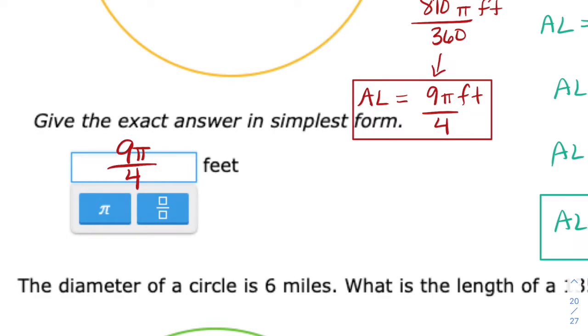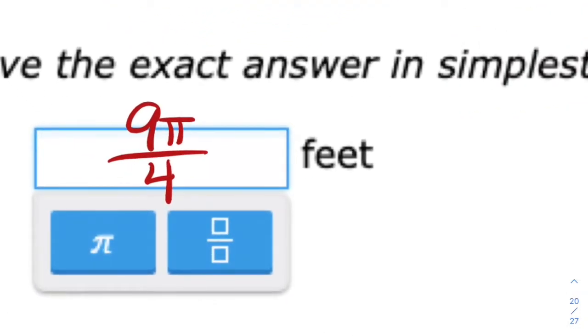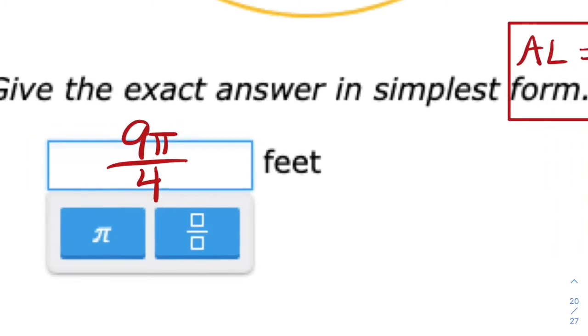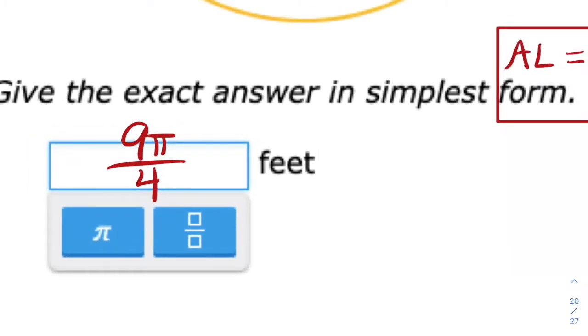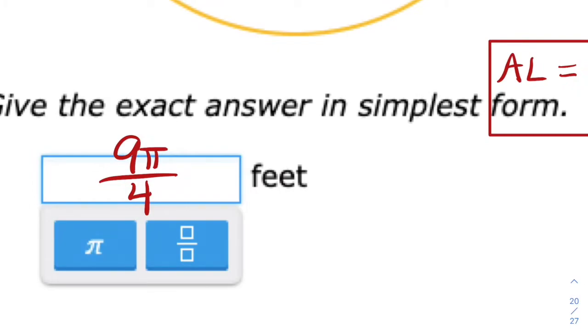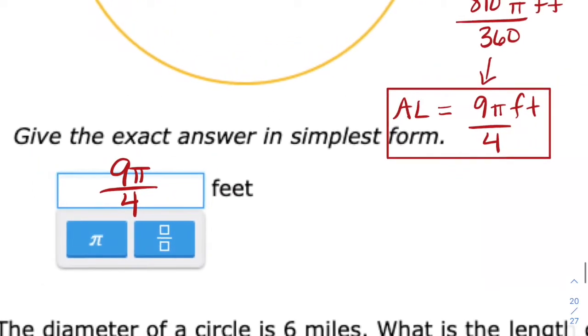Okay, you want to make sure you enter it as a fraction. You can put pi in the numerator or leave it attached to the edge of it. So 9 over 4 times pi. You just can't have pi in your denominator. So it's going to be either in the numerator or attached.